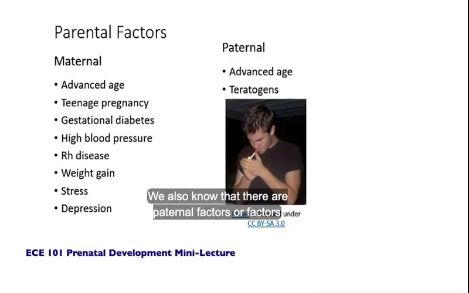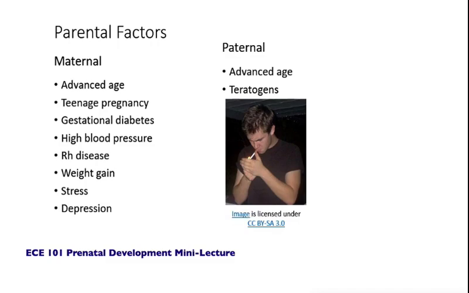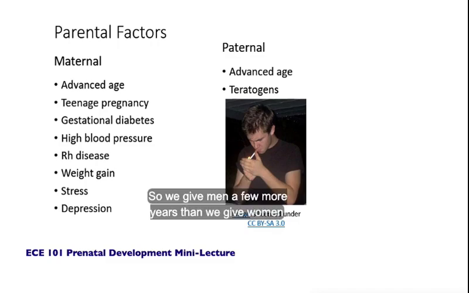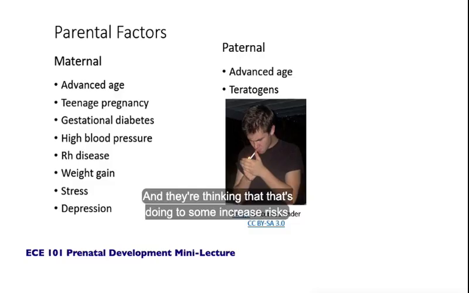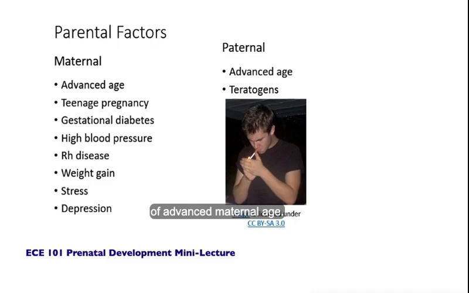We also know that there are paternal factors, or factors from the father, that affect prenatal development as well. So the age of the father, we're discovering, is actually an important factor as well. So we give men a few more years than we give women. And we talk about over 40 causing an increased risk of miscarriage, autism, birth defects, achondroplasia, and schizophrenia. And they're thinking that that's due to increased risks of chromosomal mutations and issues as men get older and produce sperm later in life. But again, the risks are pretty small, just like with women of advanced maternal age.